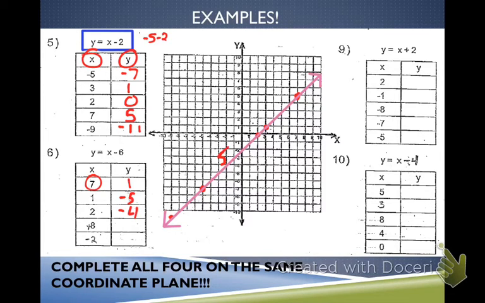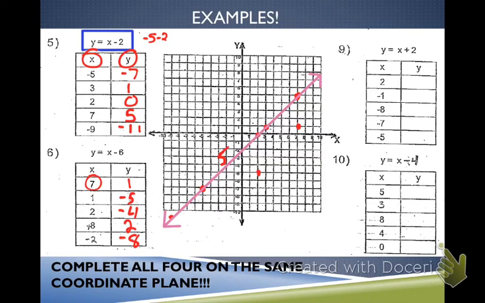And that is a positive 8 minus 6, well, that would be 2. And negative 2 minus 6, well, that would be minus 8. We need to go ahead and plot these points. 7 and 1. We need to plot 1 and negative 5, which is down here. We need to plot 2 and negative 4.